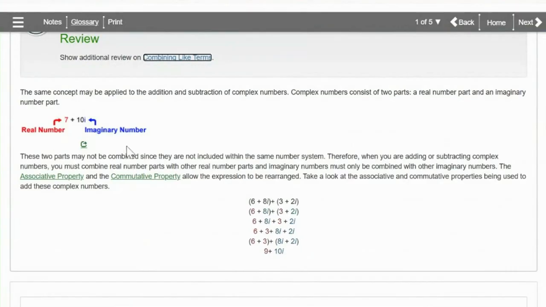So the same thing happens with our imaginary numbers. So let's take complex numbers and add these together. Let's add 6 plus 8i to 3 plus 2i.